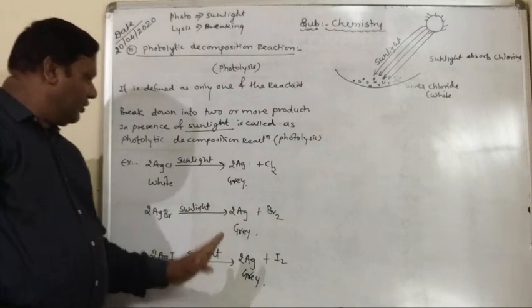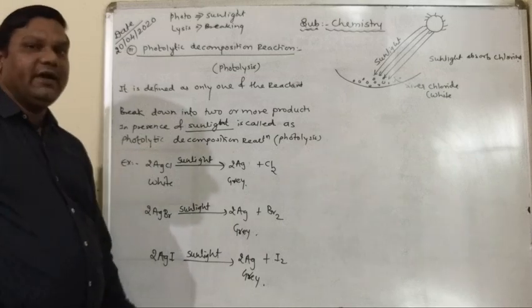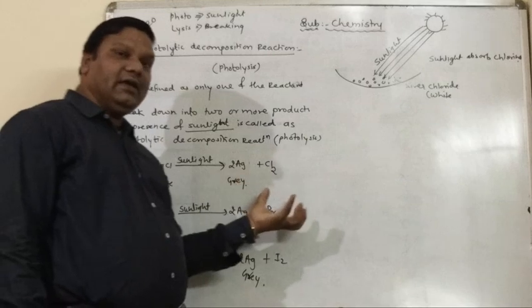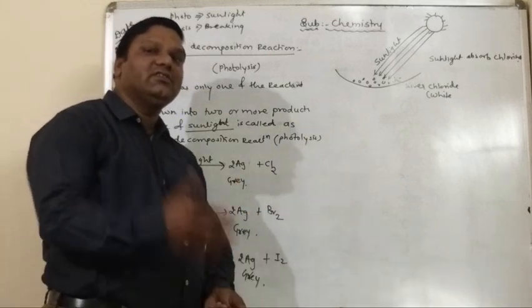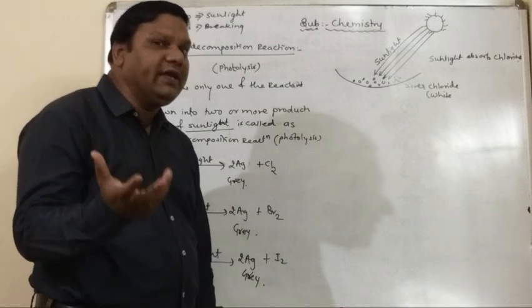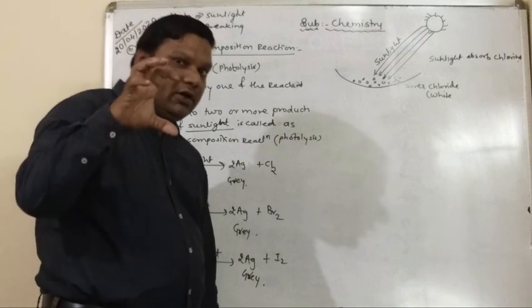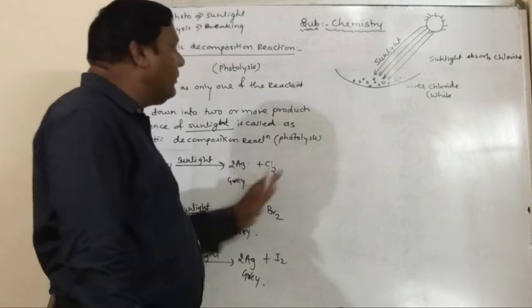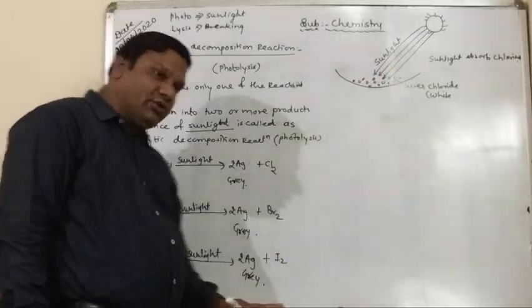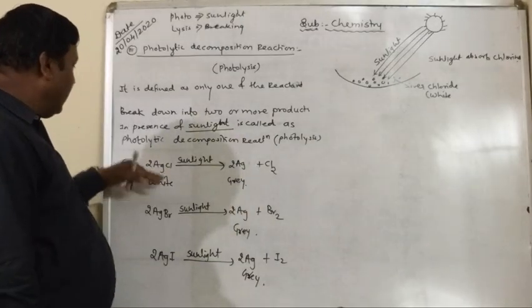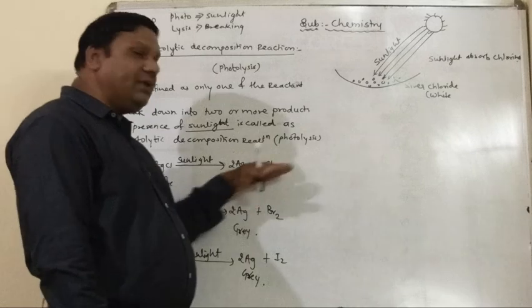It's natural. So if we take silver chloride, it's a white crystal, and we take it in a china dish and place it in sunlight. It's a white crystal. After some time it converts into grey. So what will happen there? The chlorine is absorbed by sunlight. So white crystals convert into grey. So AgCl converts into Ag plus Cl2.